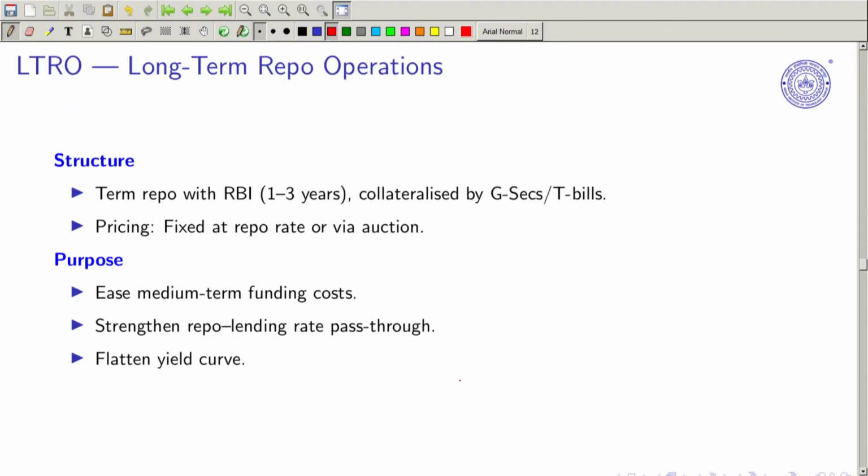So let's understand first the LTRO, long-term repo operations. The structure was a term repo with RBI. We saw 7 to 14 days, right? But here we are saying that the term repo goes like 1 to 3 years. Collateralized by G-secs and T-bills, so this particular instrument is a collateral-based instrument. It is not, you can say, a standard deposit facility kind of thing.